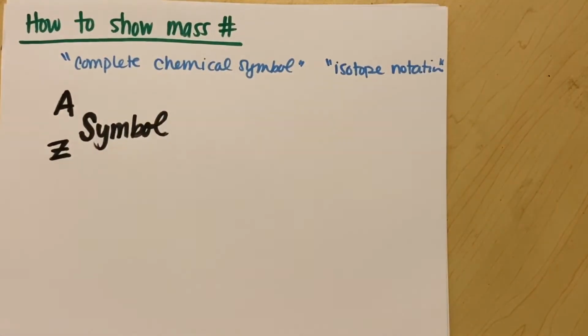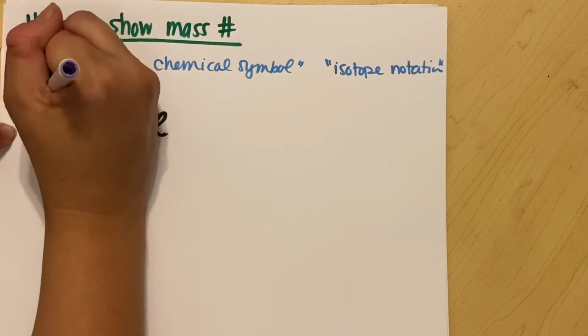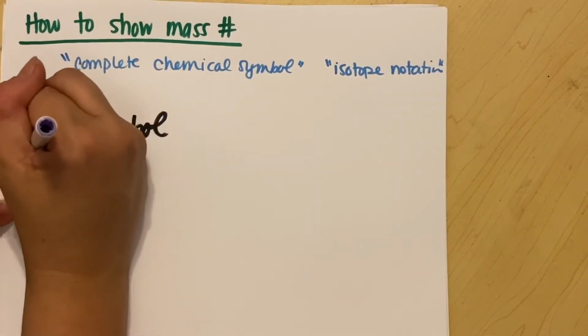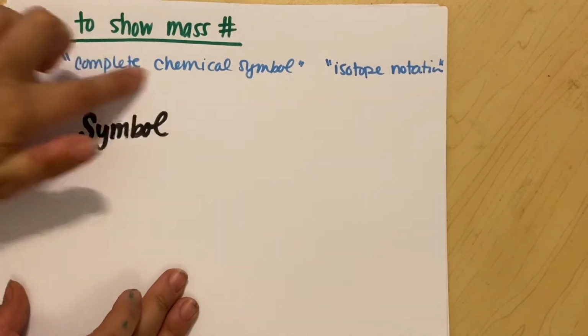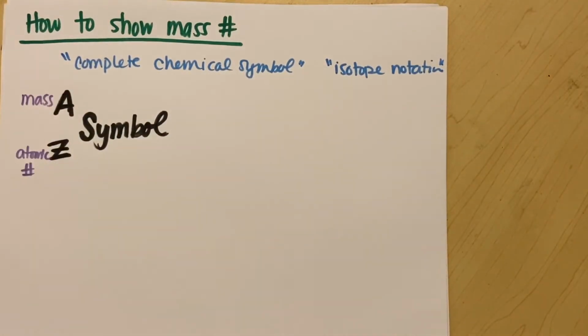All right, your A is going to be your mass, and your Z is going to be your atomic number. Okay, if this looks terrible to you, it's because it's the generic version. I hate these, okay? But I want you to at least see it because it's in your book. So let's look at an example because I think that makes more sense.